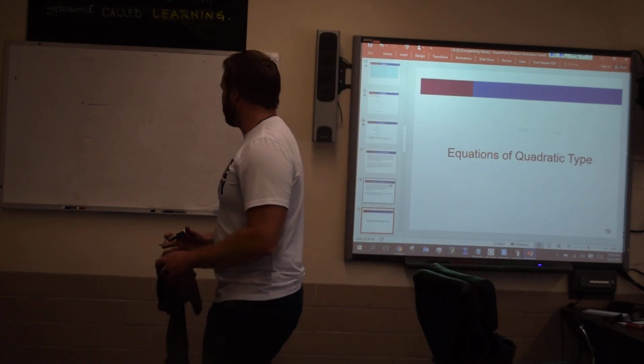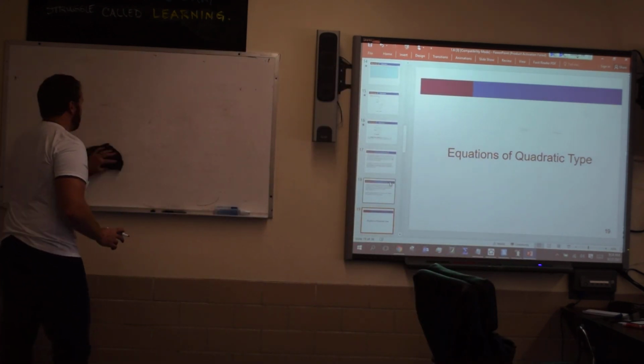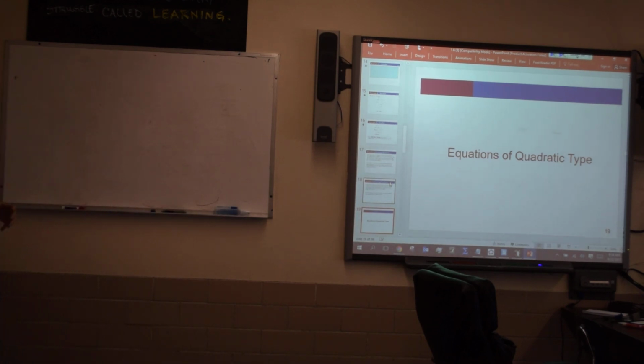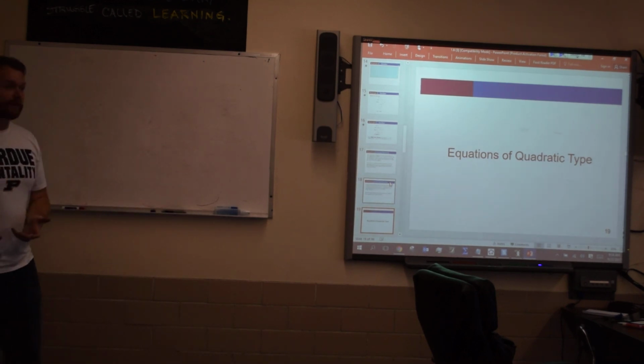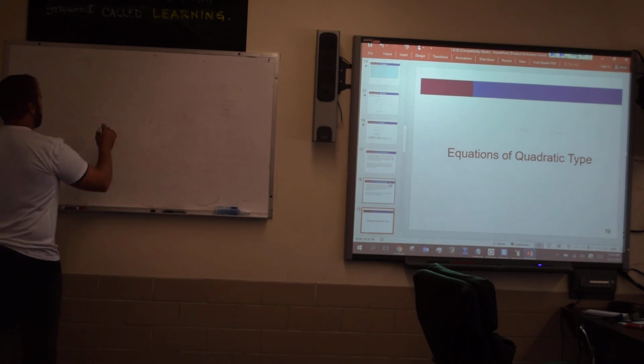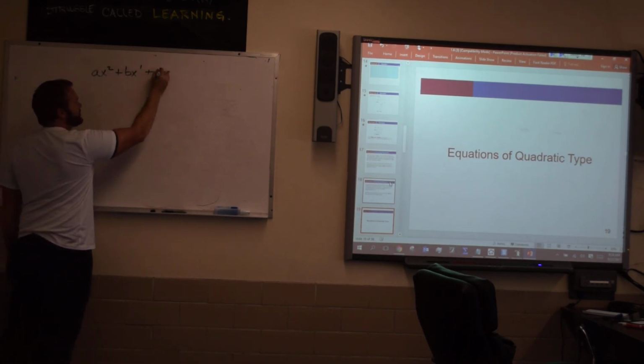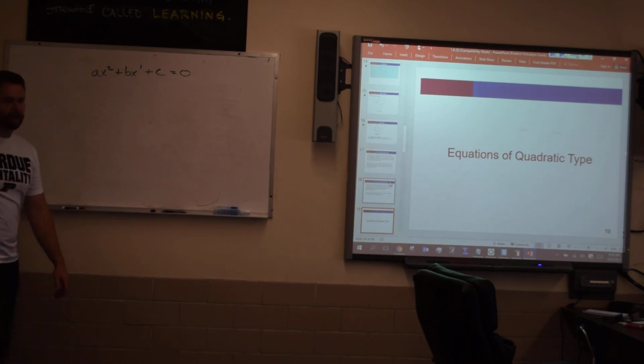What I really want to focus on, though, and what becomes something that is very problematic for people, is when we have equations of quadratic type. Okay? Quadratic type we know to be ax squared plus bx to the first plus c equals 0, right?